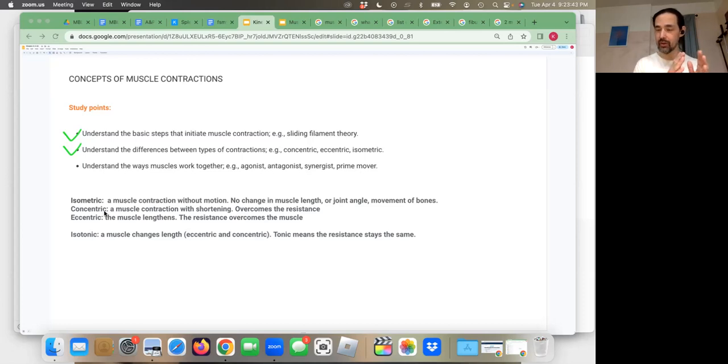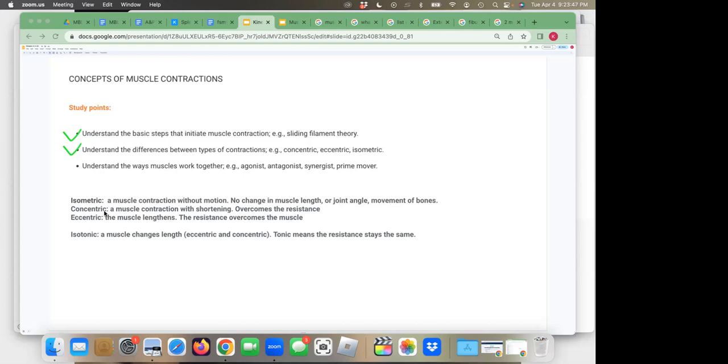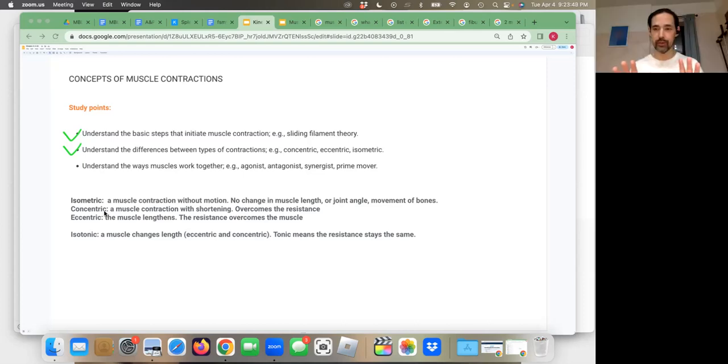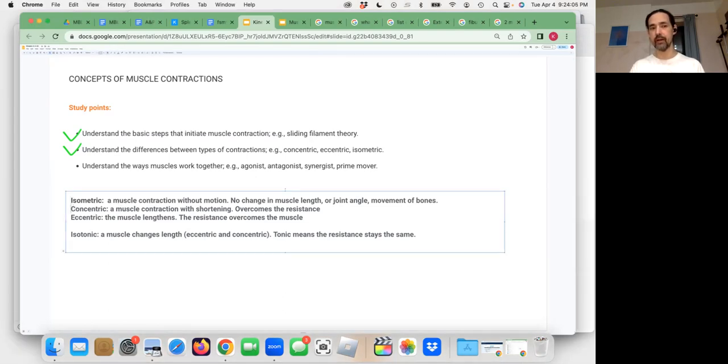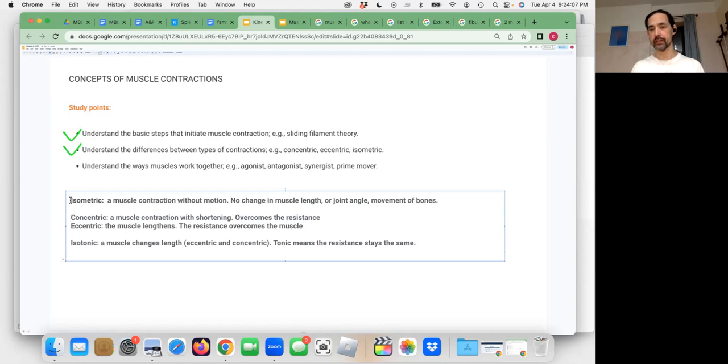So iso, isolated, staying the same. Metric, a way of measuring. No. Isometric. Isometric is the opposite of eccentric and concentric. So can you see the slide here? Can you see the words on the slide? Am I sharing my screen? Okay. So isometric is the opposite of eccentric and concentric.